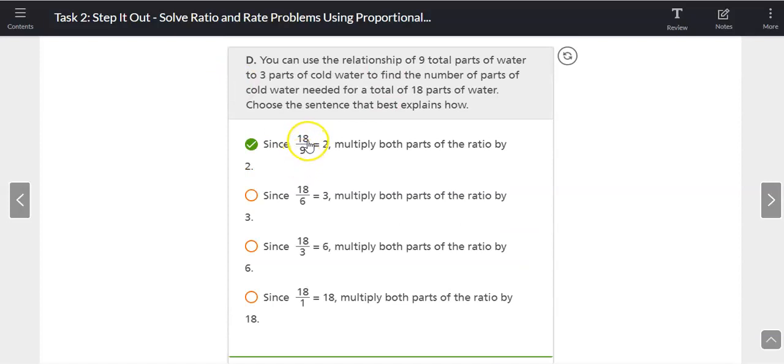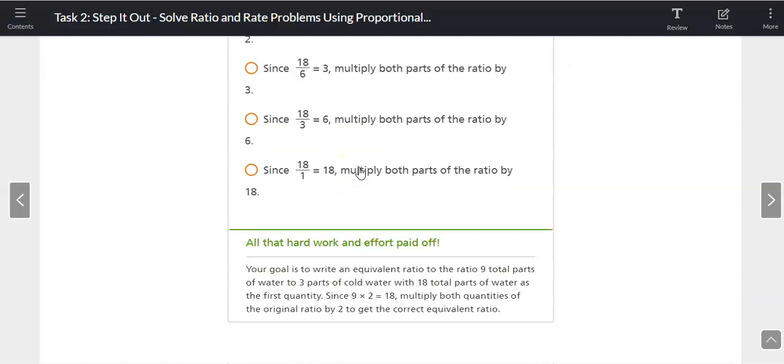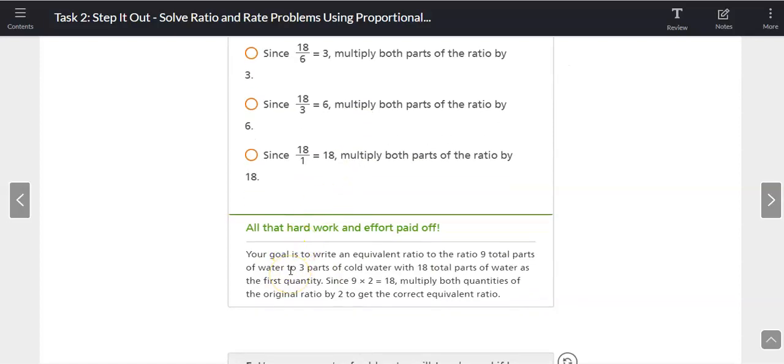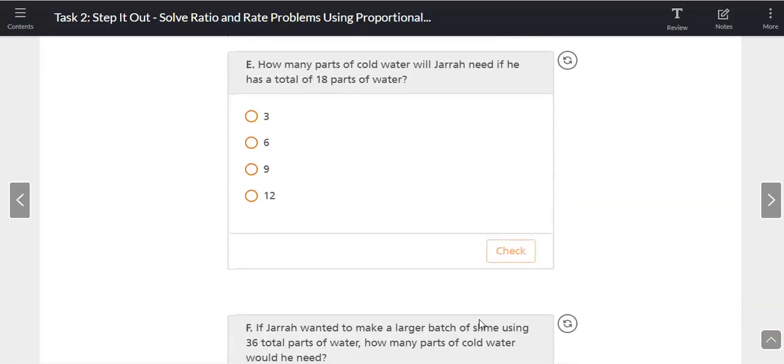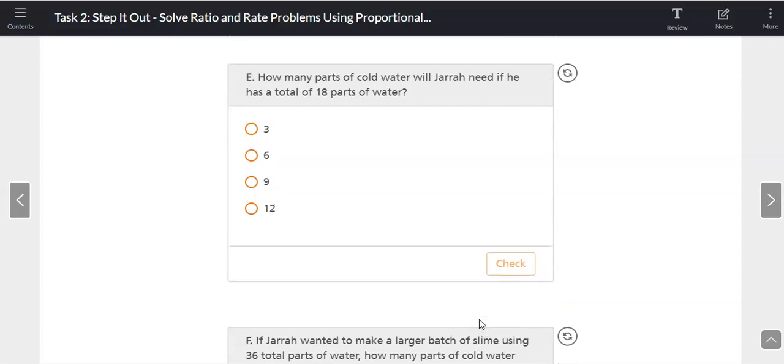Okay, so since 18 over 9 equals 2, multiply both parts of the ratio by 2. So it says down here, your goal is to write an equivalent ratio to the ratio 9 total parts of water to 3 parts of cold water with 18 total parts of water as the first quantity. Since 9 times 2 equals 18, multiply both quantities of the original ratio by 2 to get the correct equivalent ratio. E. How many parts of cold water will Jiraiya need if he has a total of 18 parts of water?